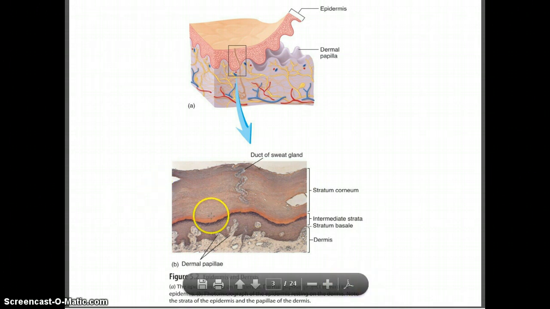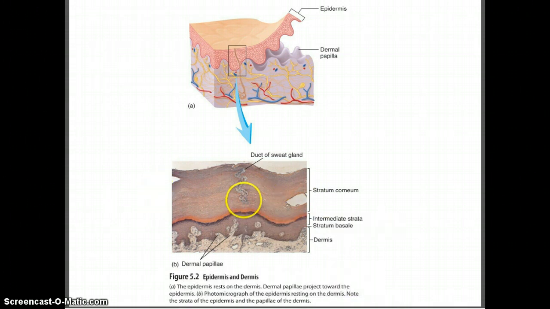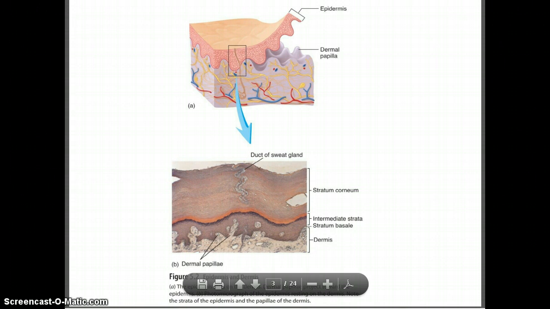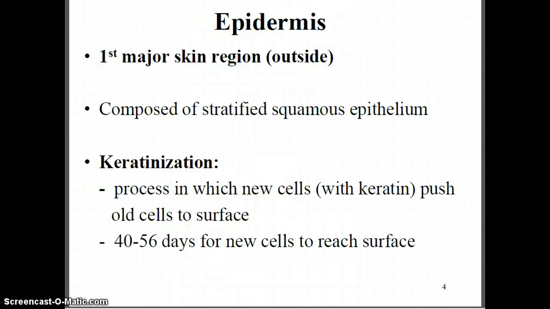All right. This is an actual micrograph showing you the duct of a sweat gland as it proceeds to the exterior of the epidermis. Let's move on. The epidermis is the most superficial or exterior layer of the skin, so it's in contact with the outside. And we haven't talked about different types of tissue, so don't worry about this. It does tell you it's composed of a certain type of epithelial tissue, a certain type of cell.